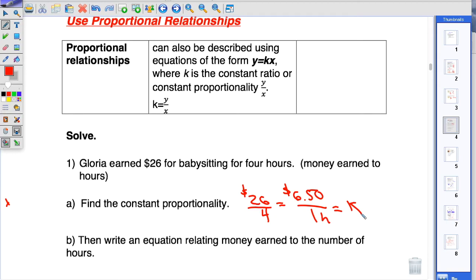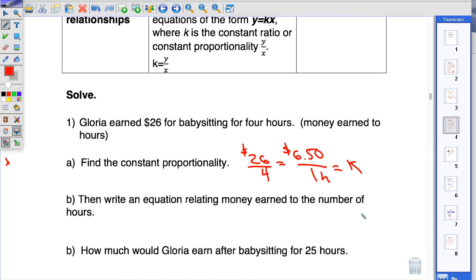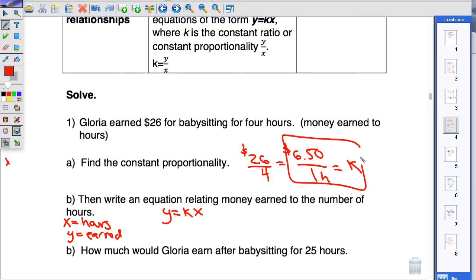Part B says, then write an equation relating money earned to the number of hours. So we want to have our x equal to your hours and our y equal to your money earned. You are going to use the formula y is equal to kx. We just figured out what our k was. Our k was the $6.50. So we're going to substitute that into the equation. So $6.50, and we are going to multiply it by your x. We don't know how many hours we have right now, and that is going to give you your money earned.